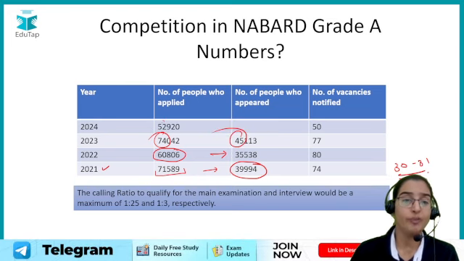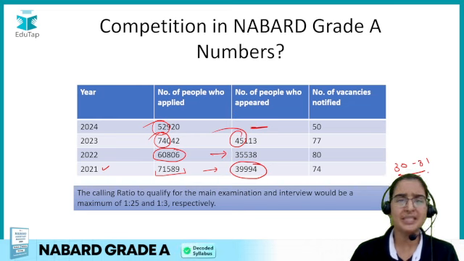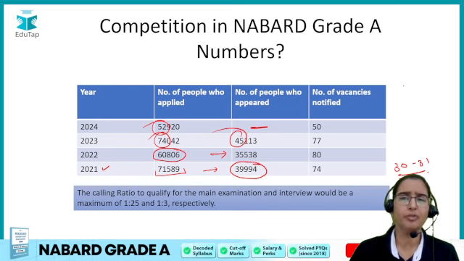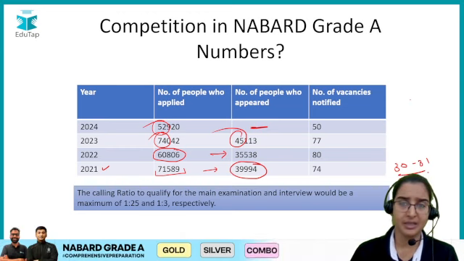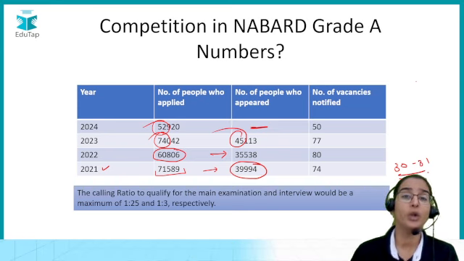In 2024, 52,000 people have applied for this job, and the number of people who have actually appeared is still not known. By the time I'm making this video, this information is still not known to us, and therefore I'm not including it here. But this gives us a rough idea that close to 30%, 40% of people drop out even before they appear in the phase 1 examination. So that tells us about the quantity of the competition.